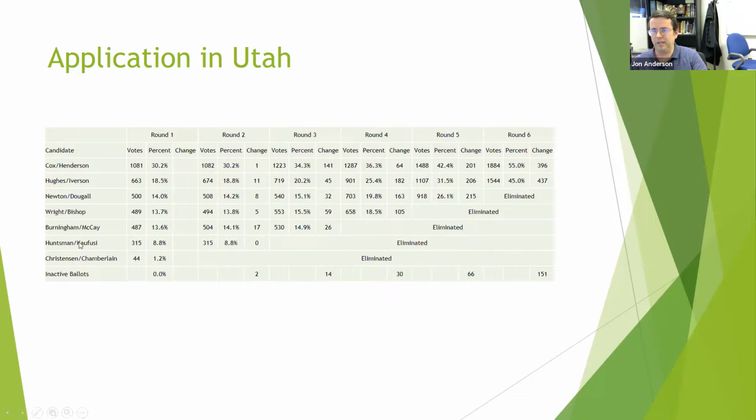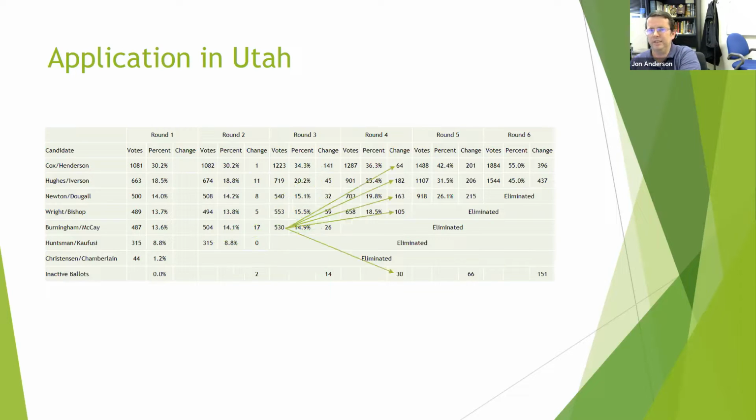We look at the bottom candidate with the fewest first place votes remaining. We eliminate him, and Huntsman's votes now split over to the respective places, to whoever they had next, if they had Huntsman first or potentially second, they didn't in this case. But we look at their next choice and we redistribute the votes accordingly. And so now we're starting to watch the percentages grow a little bit more. We're starting to see that Cox is up to 34.3, Hughes has grown to 20.2. Still no one has 50%.